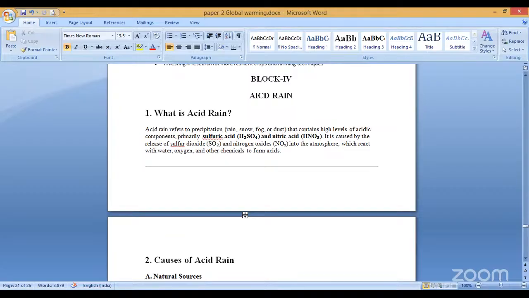Acid rain refers to precipitation, rain, snow, fog, and dust that contains a high level of acidic components, primarily sulfuric acid H2SO4 and nitric acid HNO3. It is caused by the release of sulfur dioxide and nitrogen oxides into the atmosphere, which react with water, oxygen, and other chemicals to form the acids.